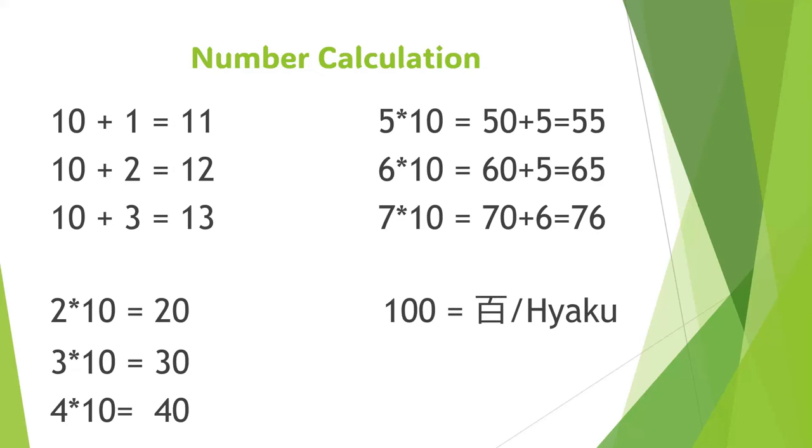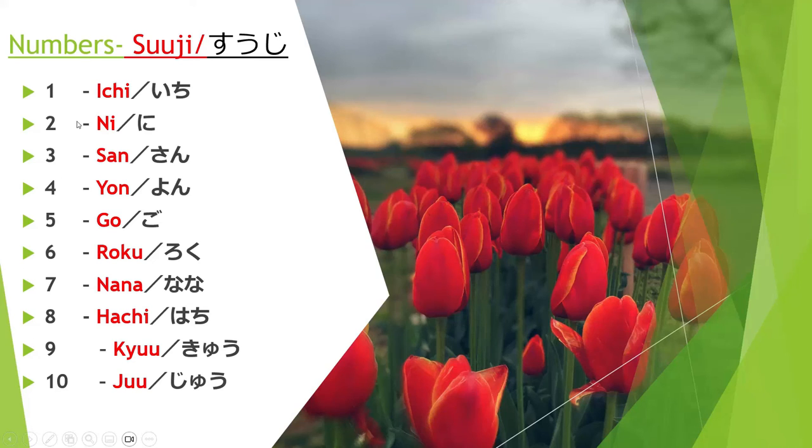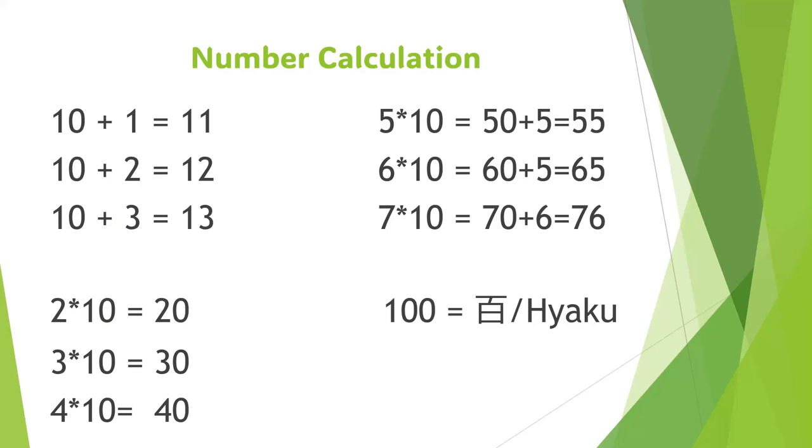It will continue. So if you want to go till 99, it is this. If you know from 1 to 10, you can easily pronounce 1 to 99. And then 100 is hyaku.